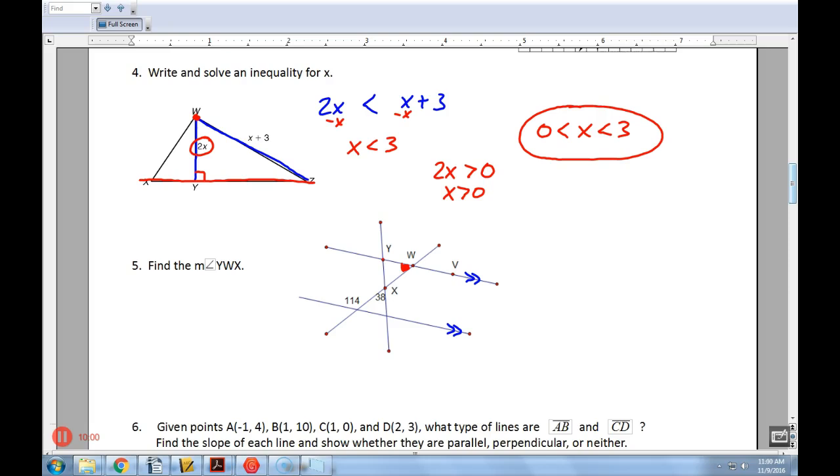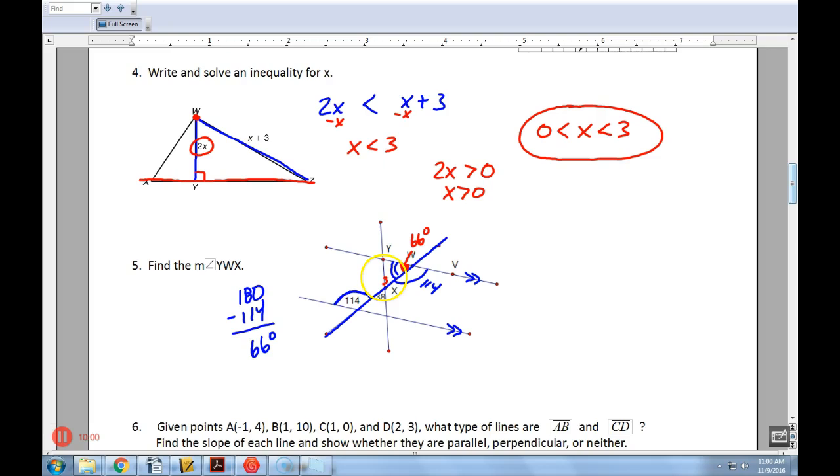So using that fact for YWX, since this is my transversal, I'm going to use alternate interior angles. That's 114. So this side is 114. And this 114 angle and this little guy are also same side interior, so they have to add up to 180. So when I do 180 subtract 114, the answer is 66. All right, so the red angle there is 66 degrees.